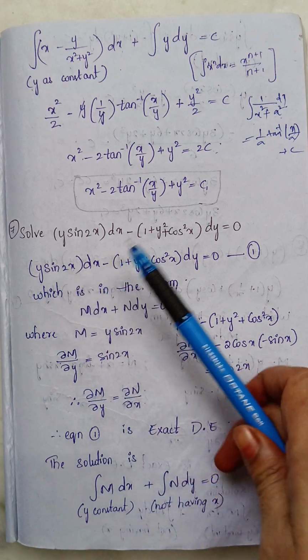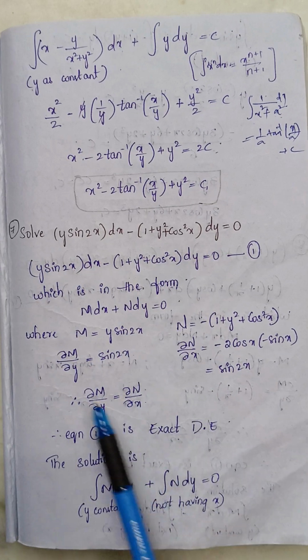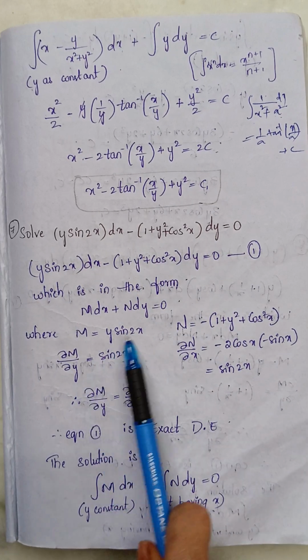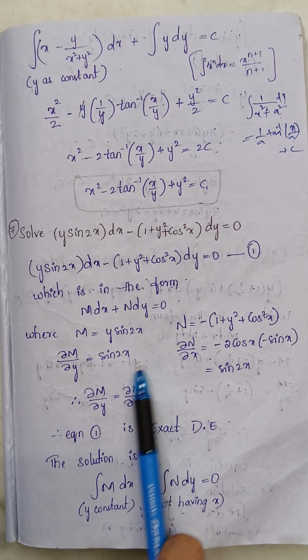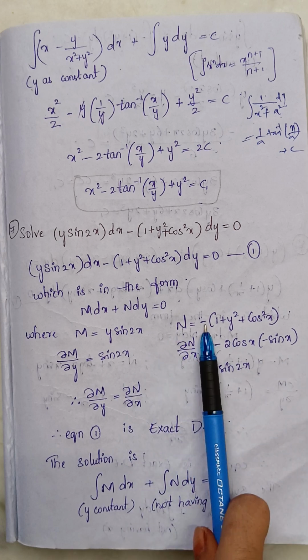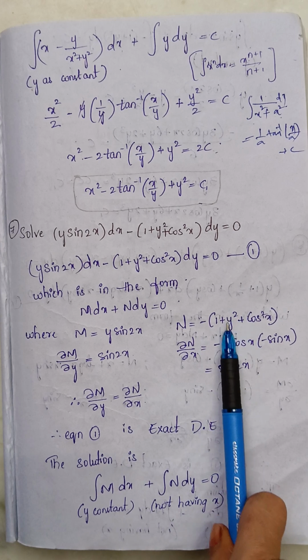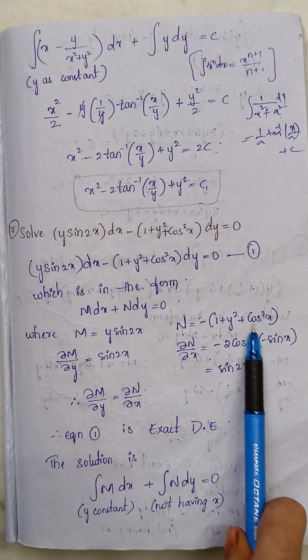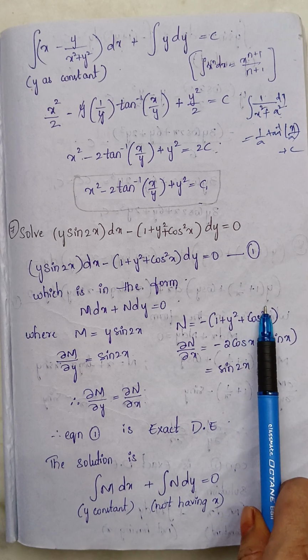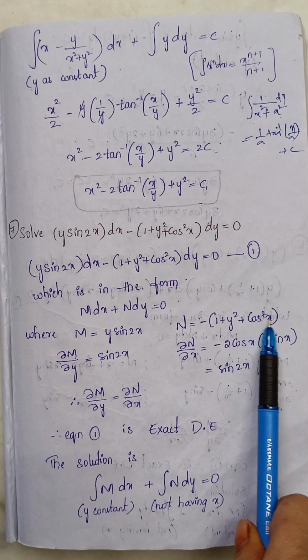Similarly see the next one, M dx plus N dy equal to 0. Take M and N as it is, and del M by del y: with respect to y it is a constant into y's derivative 1, that is sin 2x. Again here, minus of this: with respect to x, the constant's derivative is 0, and here it is like x square form, x power n form, n into x power n minus 1, so cos power 2 minus 1 is 1, so cos x.